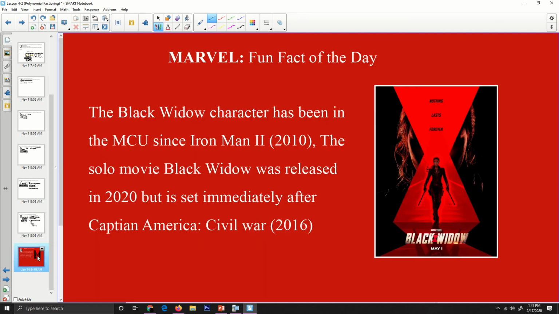So today's Marvel fun fact of the day: the Black Widow character has been in the MCU since Iron Man 2 in 2010. The solo movie Black Widow was released in 2020, but it is set after Captain America Civil War, which is in 2016. So after Endgame, there's a lot of time jumping around, and you have to kind of pay attention. But I'm sure 20 years from now, when we're rewatching all these movies, we'll just watch them in chronological order according to the MCU.